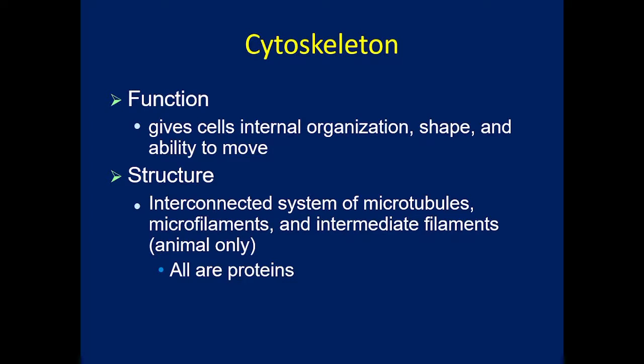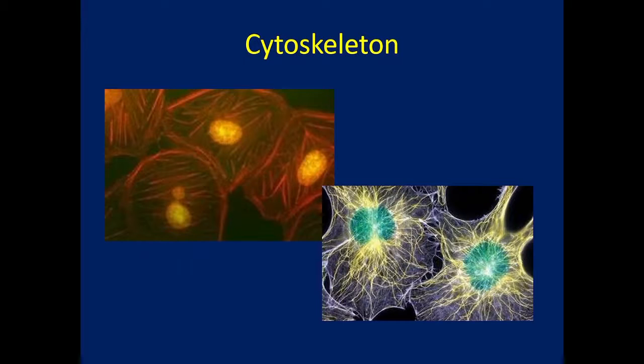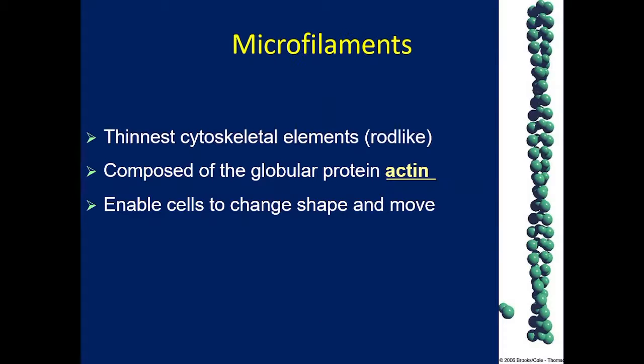Cytoskeleton: the function is that it gives cells internal organization, shape and ability to move. So it is helpful in shaping and movement also. That's why I said earlier it's responsible for rigidity to the cell, so it will have the proper shape because of the cytoskeleton. The structure is an interconnected system of microtubules, microfilaments and intermediate filaments. All are proteins. So this is the structure of a cytoskeleton.